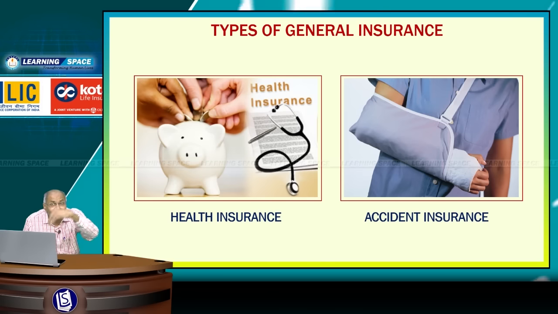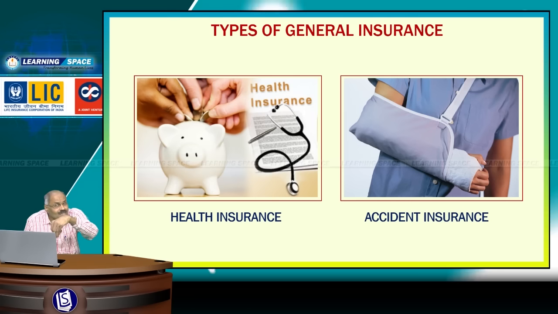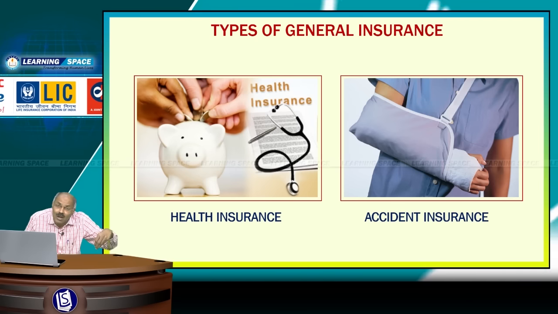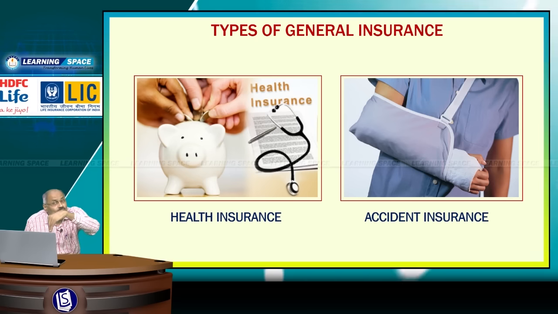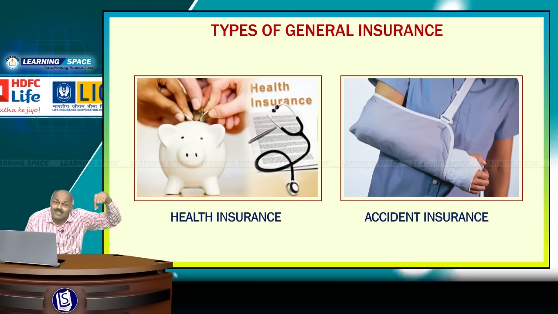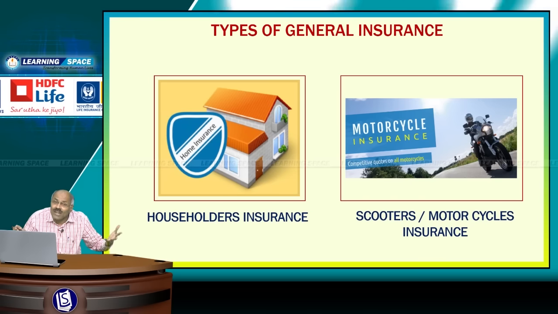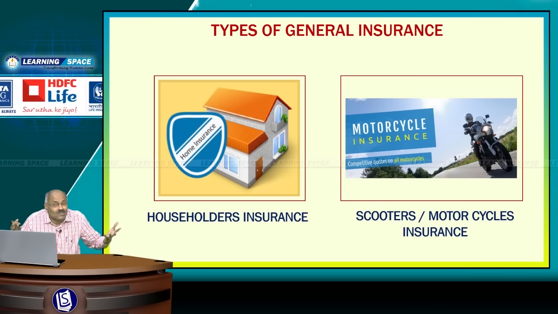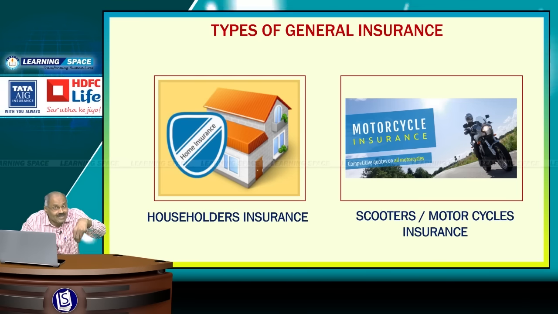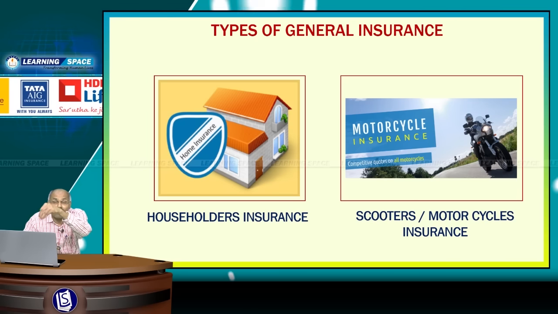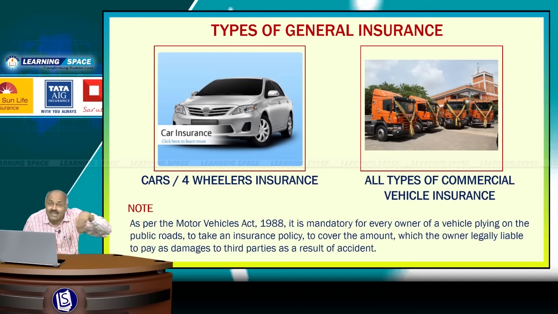Accident insurance, that is also part of general insurance. And when someone says accident insurance, please don't forget Pradhan Mantri Suraksha Bima Yojana, that is with rupees 12 premium. Accident insurance cover will be given for rupees 2 lakhs, right? And household insurance, if some theft happens, if some fire occurs, to take care of these exigencies, this household insurance will be taken. Then scooters insurance, motorcycle insurance, then car insurance, all types of commercial vehicles insurance.